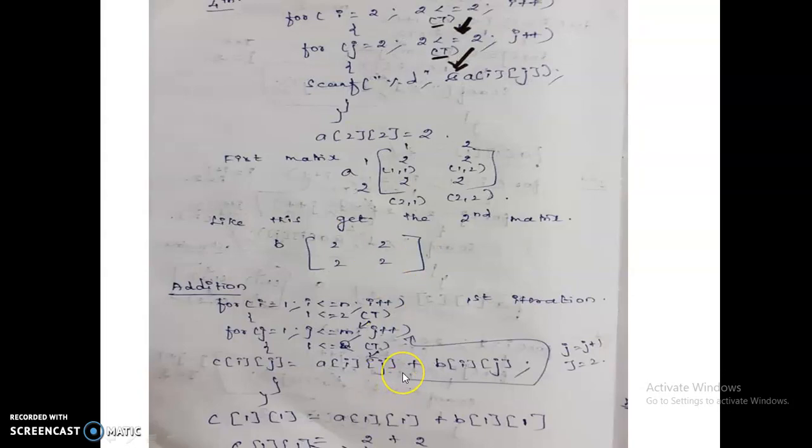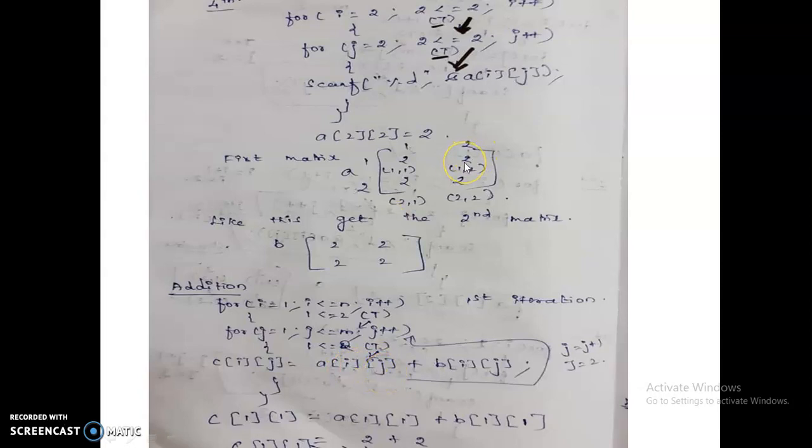After this statement is finished, the control goes back to increment j. Now the value of j is incremented to 2. Now the value of j is 2. 2 is less than or equal to 2, the condition is true. So again it gets into the loop. Now the value of i remains 1. j is incremented to 2. So the value of i is 1 and the value of j is 2.